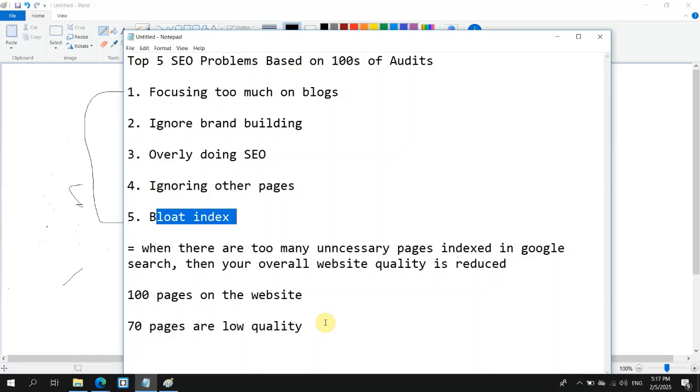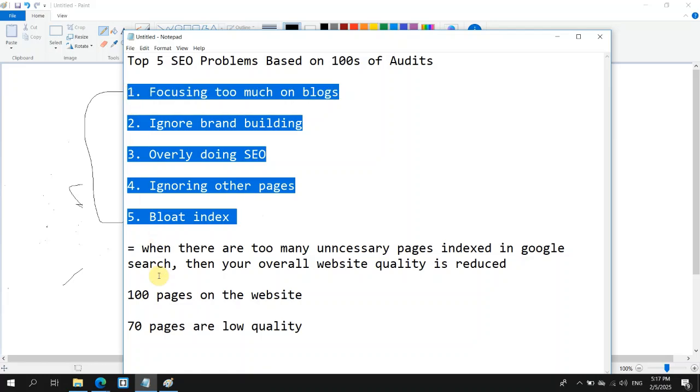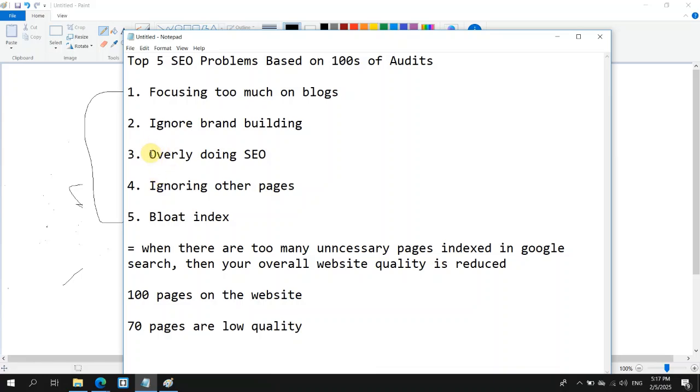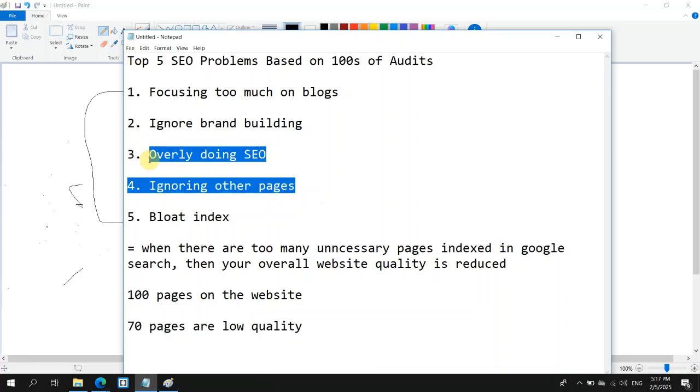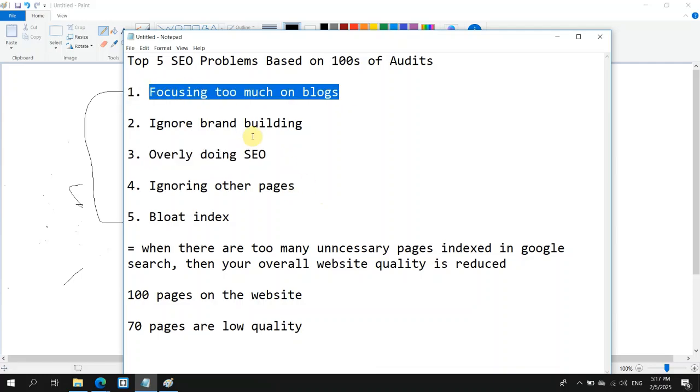Obviously, there are others as well, but they're not that common. These 5 are the most common things that I've seen, and I'm pretty sure some of these are new things to you as well. For example, this one here, I don't think anyone talks about it, or even this one here. A lot of people are still misguided by this information.